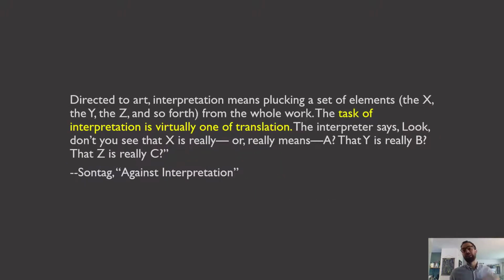And I want us to find an analogy between this warning and Susan Sontag's Against Interpretation. Remember that I said it was a text that's going to be important for us. Here's one use of it that I think is important. She says the task of interpretation, the kind of interpretation that she doesn't like, and that I want us to be suspicious of in this class, is virtually one of translation. The interpreter says, look, don't you really see that X really means A, that Y is really B, that Z is really C?